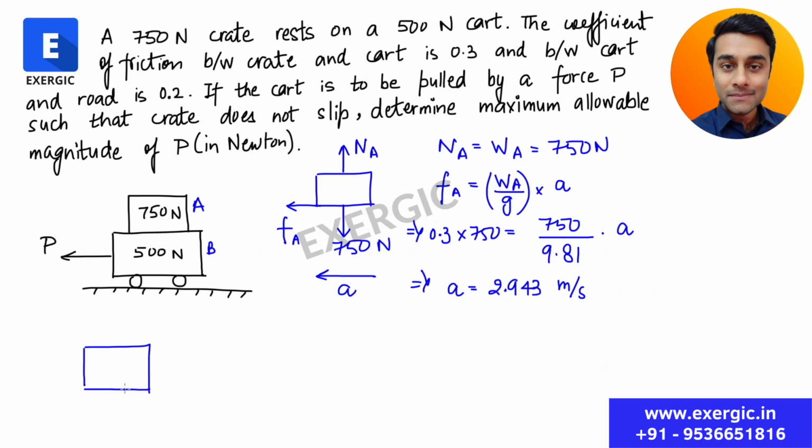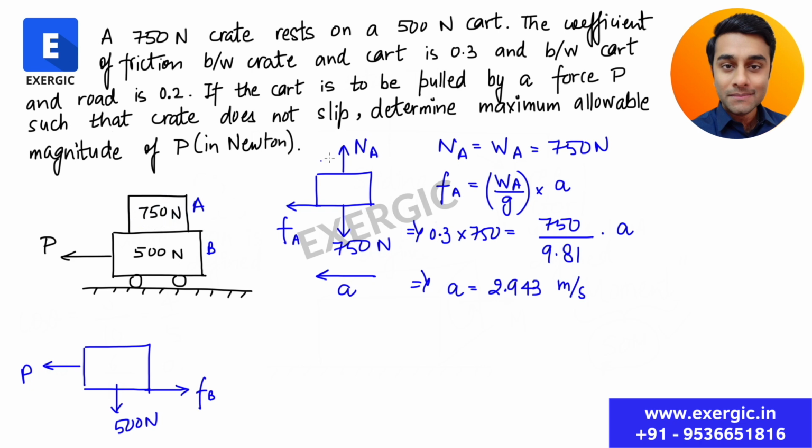So a force is acting on this, on the left side. Force is P. Its weight, as we know, is 500 Newton. There is friction also present between the cart and the surface that will try to oppose the motion. So it will be acting in the backward direction. Friction at B from the bottom. Similarly, A is also present on the top.